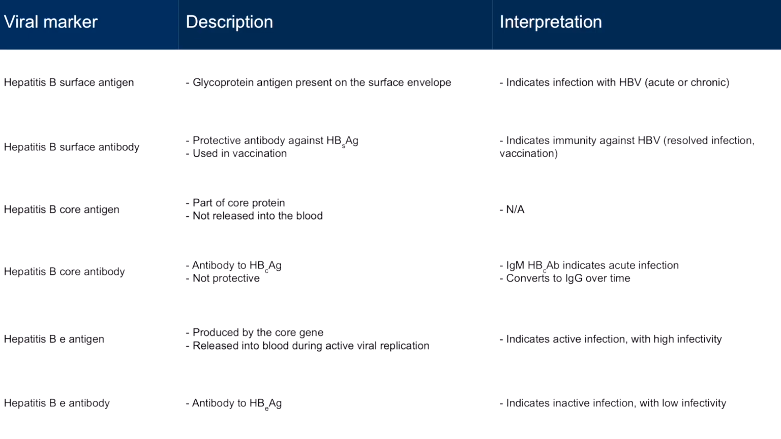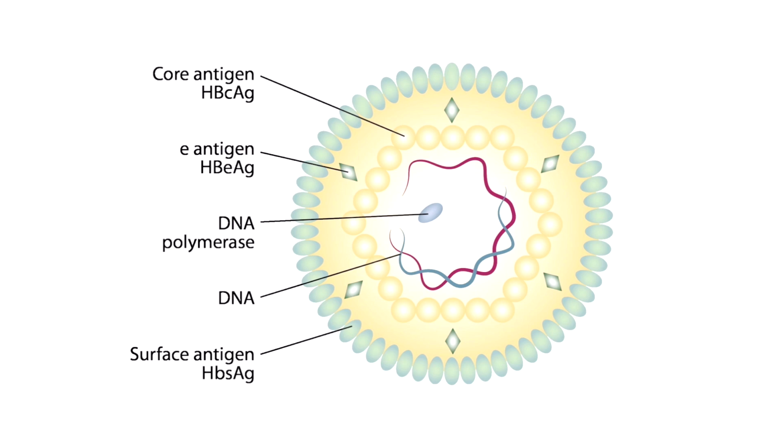The diagnosis of both acute and chronic hepatitis B infection is dependent on serology. To understand serology, let's review all the important antigens and antibodies related to hepatitis B. Here's an image of the hepatitis B viral particle. There are 3 antigens that we use in serologic studies.